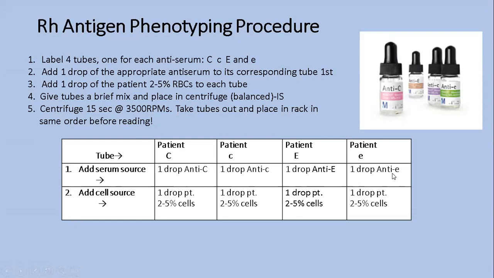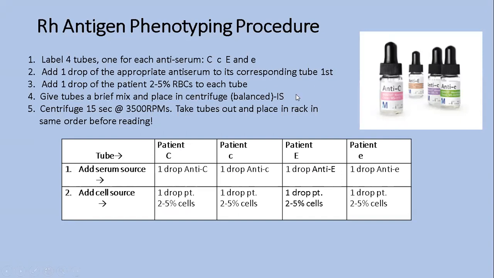Next, we're going to add the very same 2 to 5% red cell suspension that we prepared on our patient for forward and reverse ABO typing. It's the same solution, so that's nice. We don't have to make anything new. So we're going to add 1 drop of our patient's 2 to 5% red cells into each one of these 4 tubes. And we're going to give these tubes a brief mix and place them in our centrifuge.